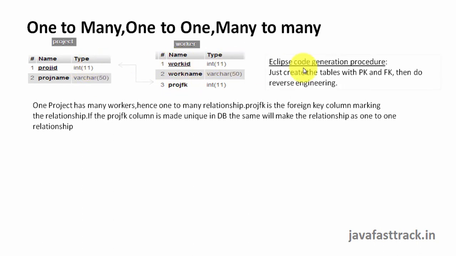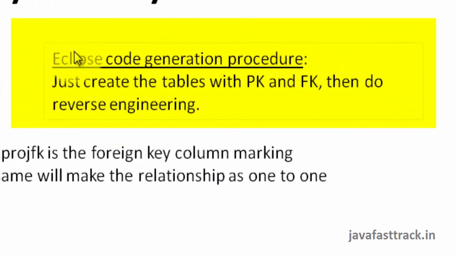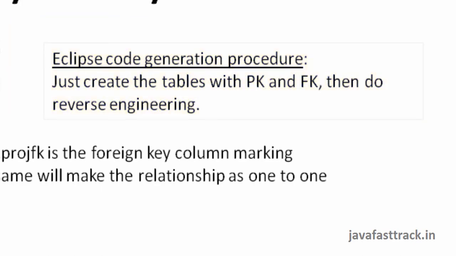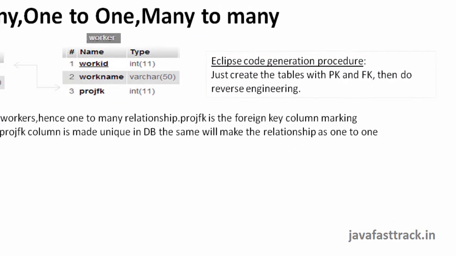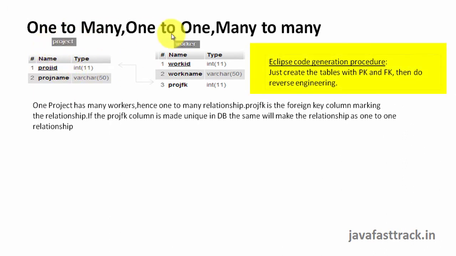To generate the code, you just create the tables with the primary key, foreign key relationship and then do the reverse engineering. So the only thing you should do is create the two tables properly. Then we can go to the reverse engineering wizard and auto generate the code for the project Pojo, the worker Pojo, and the project mapping file and the worker mapping file. Other than the two tables, we need the two Pojos and the two mapping files, which can be auto generated.